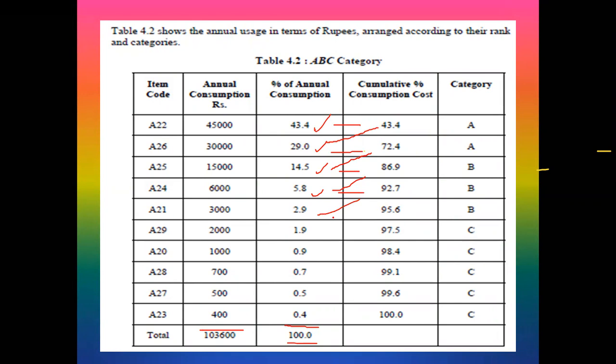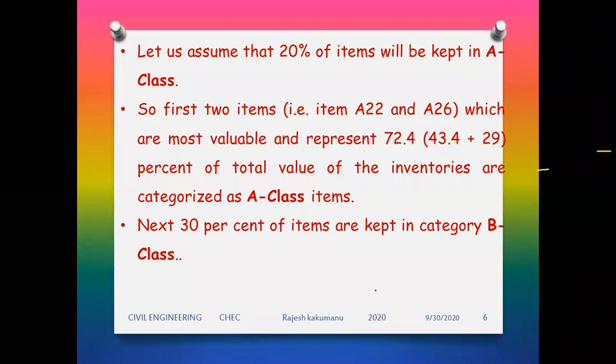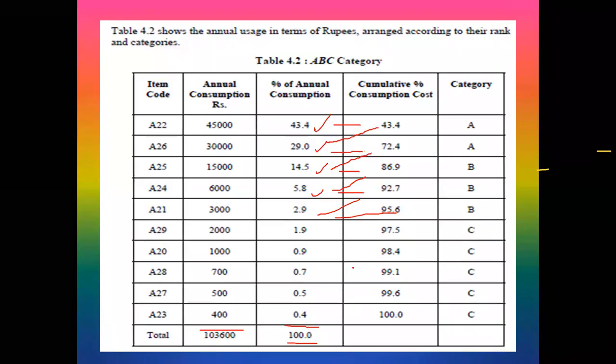Then if you add 2.9, that is 95. So like this, keep on adding, and finally you are getting 100%. Adding all the things, you are getting 100%. So this is the cumulative percentage of consumption cost.